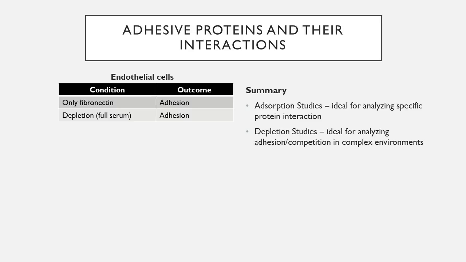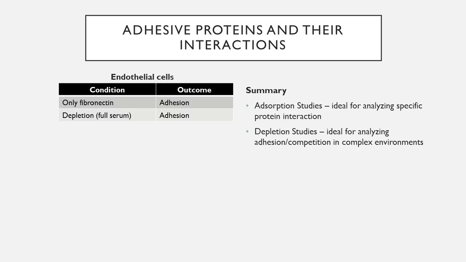So imagine we test adhesion of these endothelial cells in just a straight buffer, and then that buffer plus fibronectin. In this case, we get an outcome that the cells adhere in the presence of fibronectin. So we could conclude from that, okay, fibronectin is important for adhesion. Then we test a depletion study, in this case just as a control using the full serum before we've actually depleted anything. And again, we get adhesion of the cells, and we think, yeah, that makes sense, because we saw adhesion with fibronectin. We know that fibronectin is in full serum, so that makes sense.